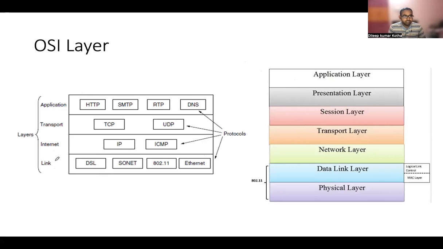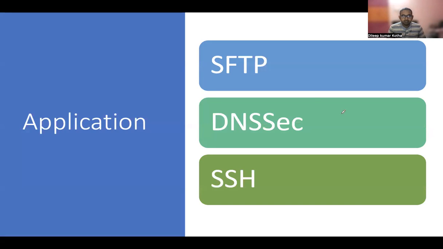Now, going through each of these layers in the TCP/IP model, I will explain the security protocols available and touch briefly upon them. Application layer. So this is the uppermost layer where most of the security protocols are usually implemented. First one is SFTP, Secure File Transfer Protocol. So if you want to transfer files securely, you use this protocol.